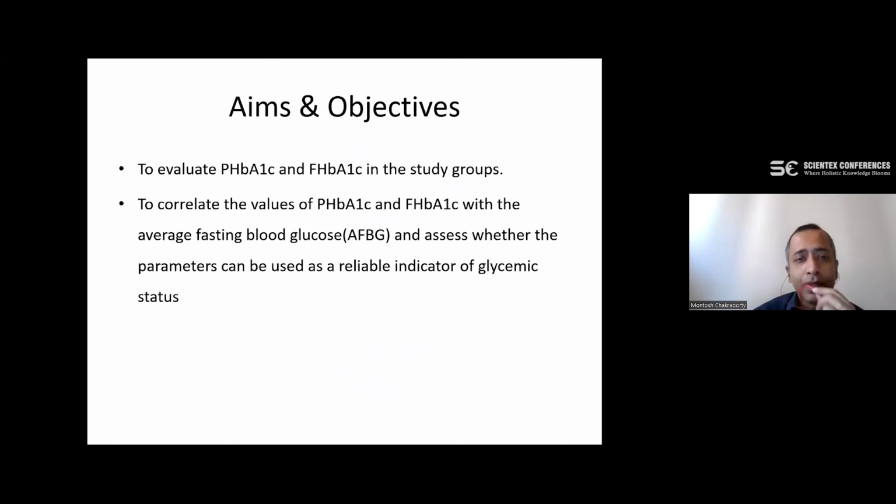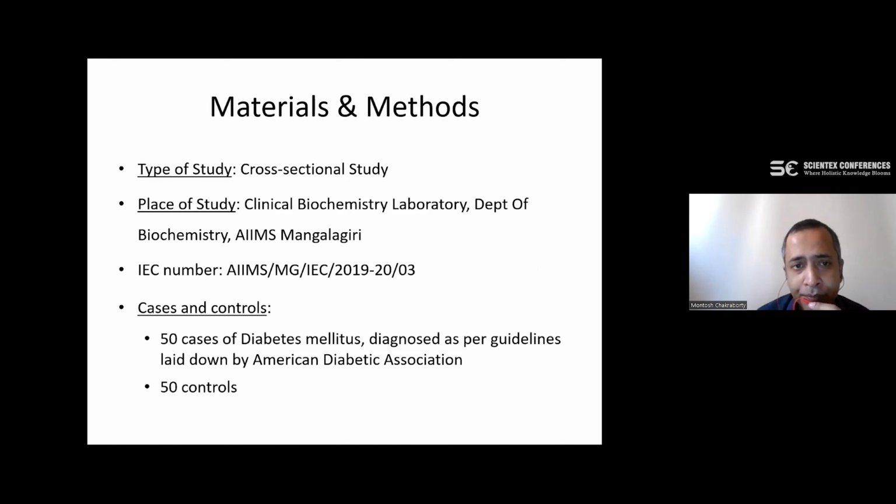In our paper, these were the aims and objectives: to evaluate predicted HbA1c and fructosaminated HbA1c in the study groups, to correlate the values of predicted HbA1c and fructosaminated HbA1c with the average fasting blood glucose, and to assess whether the parameters can be used as a reliable indicator of glycemic status.